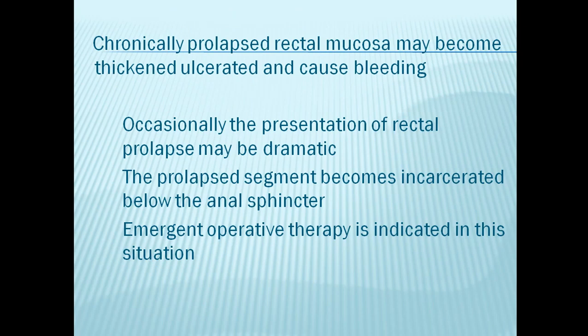So chronically prolapsed rectal mucosa, what will happen? It might get thickened, ulcerated, and result in bleeding. So this is all a gradual presentation, but sometimes the presentation of rectal prolapse may be dramatic or acute. One such complication is an incarcerated rectum, that is, the prolapsed segment getting incarcerated below the anal sphincter. In such a case, emergency operative intervention is indicated.